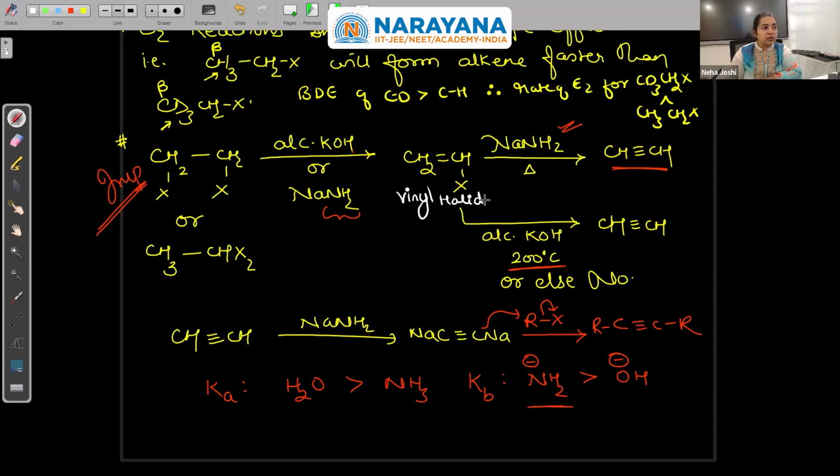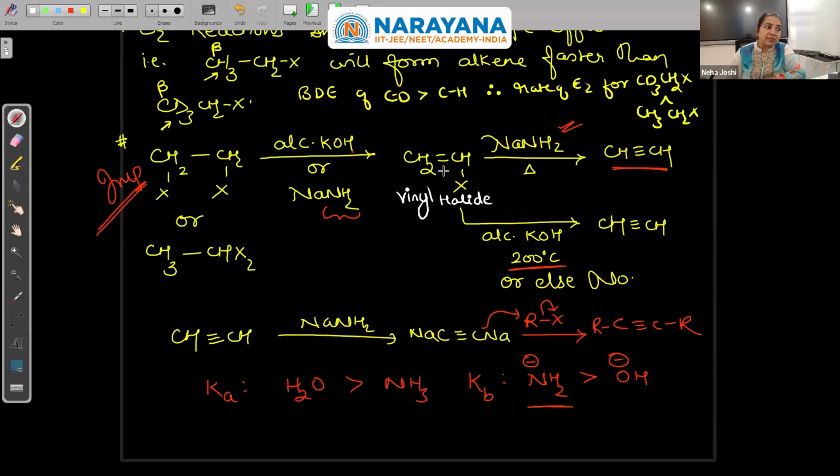For this, it is difficult for me to go for E2. Why? Because now this bond X is in resonance with this pi bond, giving a high bond dissociation energy of this C-X. Similarly, with increase in percentage s, the carbon-hydrogen bond energy is also increased. So now to remove one more HX from vinyl halide, the reaction is difficult.